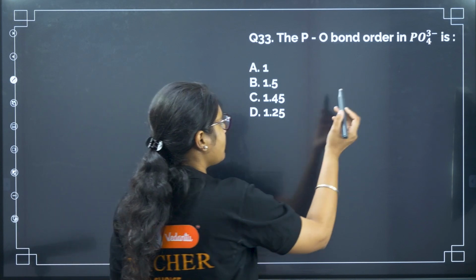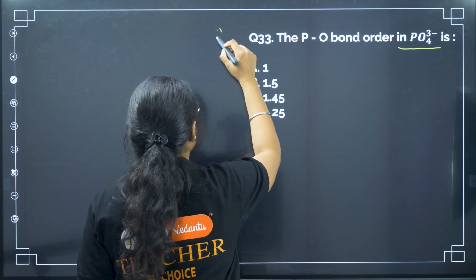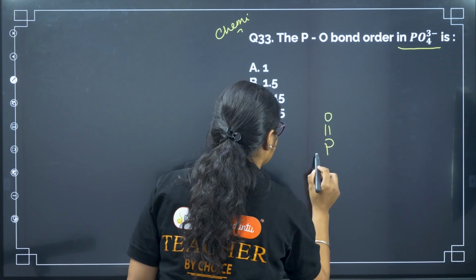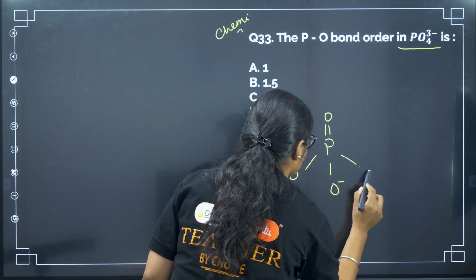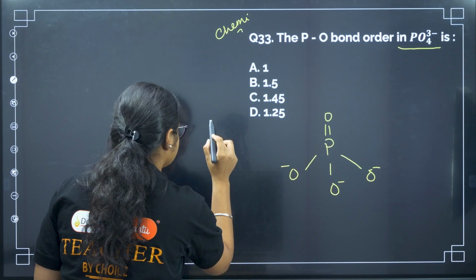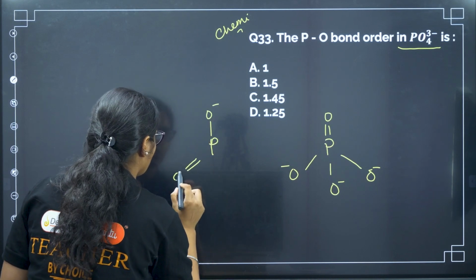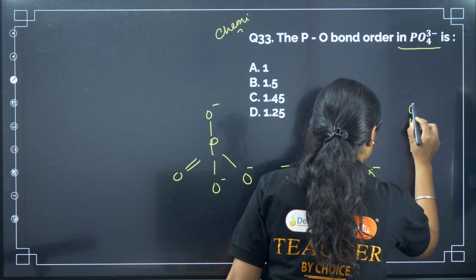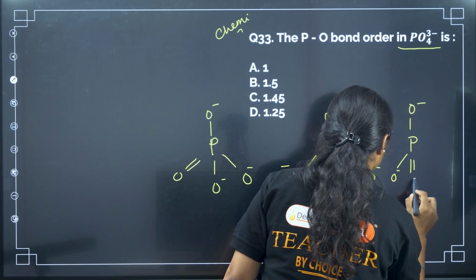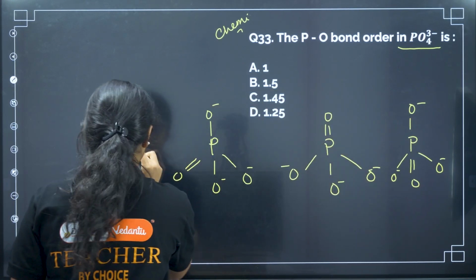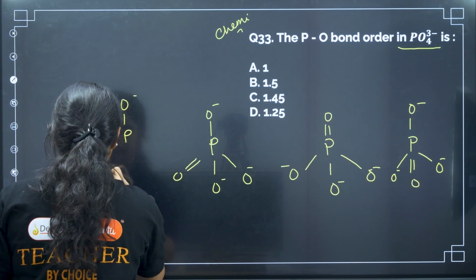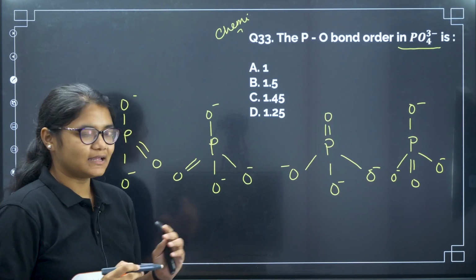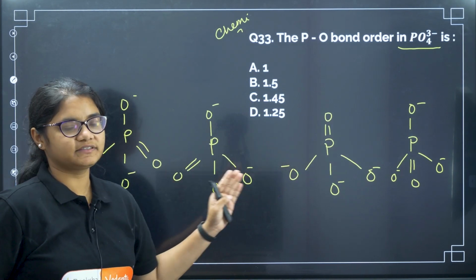Next, the P-O bond order in PO4 3- is. This question is from chemical bonding. PO4 3-, if you see, we have a structure like this. Another structure we can draw like this, with the double bond on a different oxygen. You can position them in different places. So one more we can get is this one, and one more I can draw like this. So you can see there are 5 bonds and there are 4 structures possible.